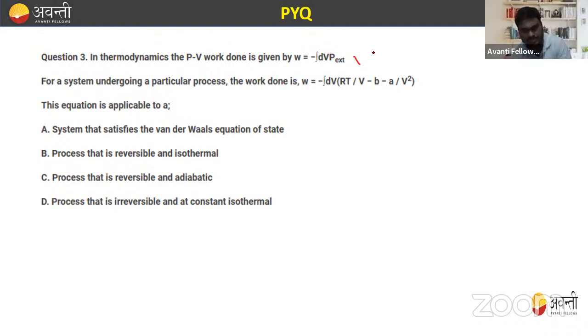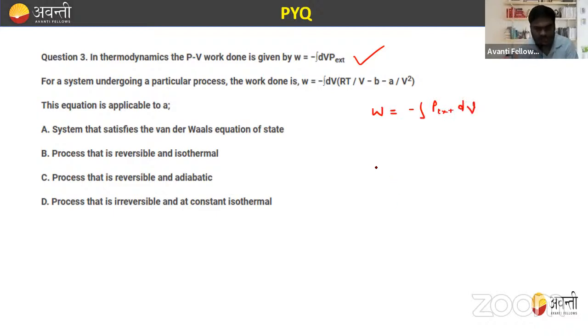P external, this one is correct. For a system undergoing a particular process, the work done is dV by dt upon V minus B into A minus B square. The equation applicable to a system that satisfies the van der Waals equation of state. So this is absolutely correct, because we know that work done is equal to P external into dV, right?